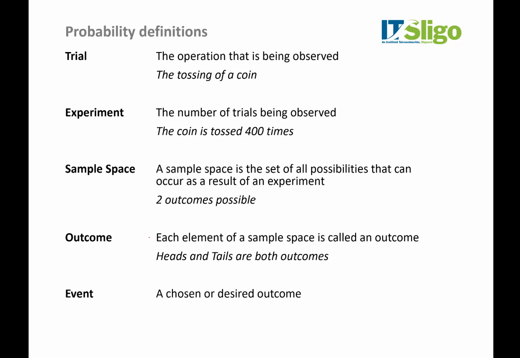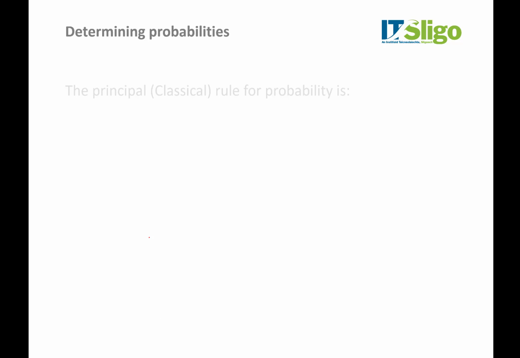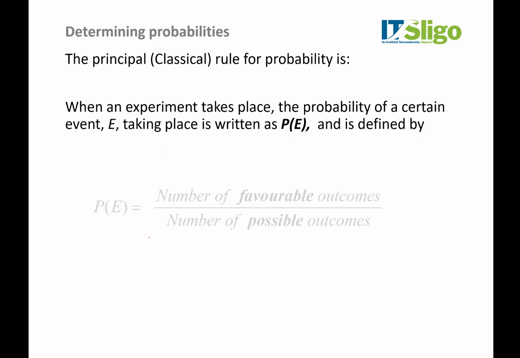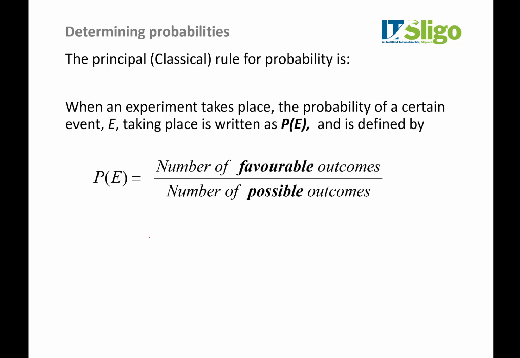Finally then, an event is a chosen outcome, favorable, desired. There's lots of different words. You might choose heads, you might choose tails. How many tails, etc. What's the probability of throwing tails? So the classic rule for determining probability: number of favorable outcomes over number of possible.